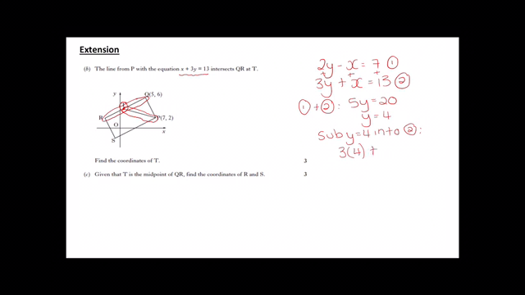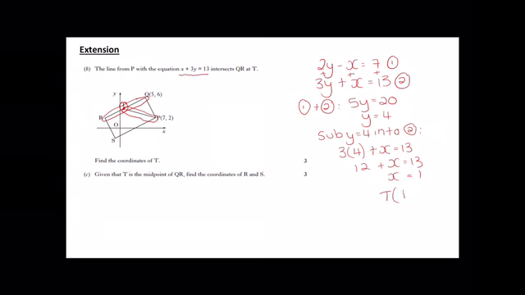So I've got 3 times 4 plus x is equal to 13. 12 plus x is equal to 13. So x must be equal to 1. So that means that T must have the coordinates (1, 4). If I look at my diagram, T is quite clearly in the positive x direction and the positive y direction. So I'm quite happy that that's going to be my final answer. So that was for question B.